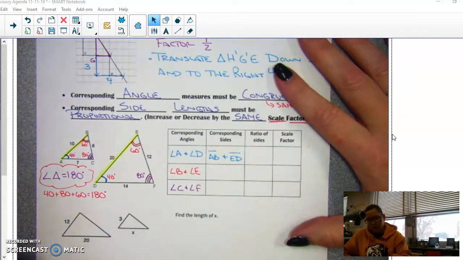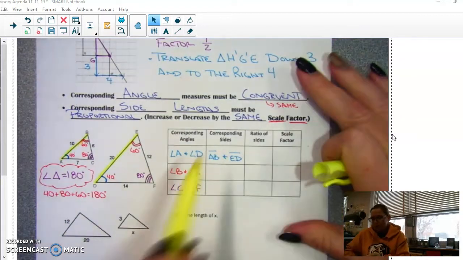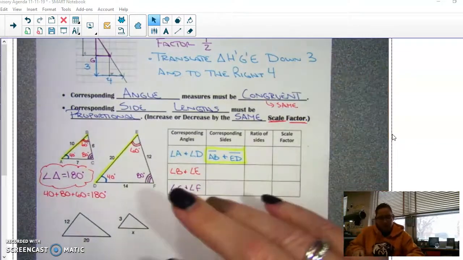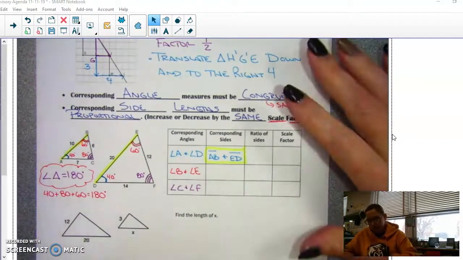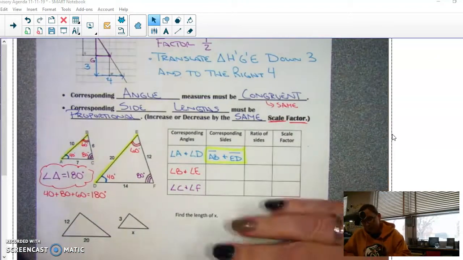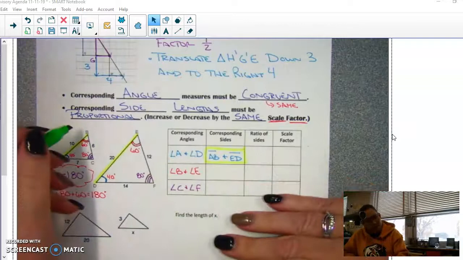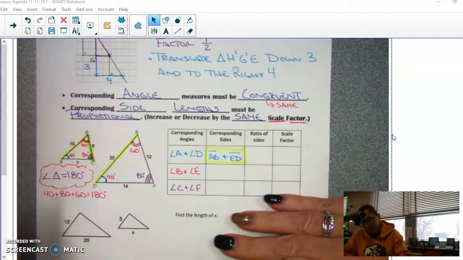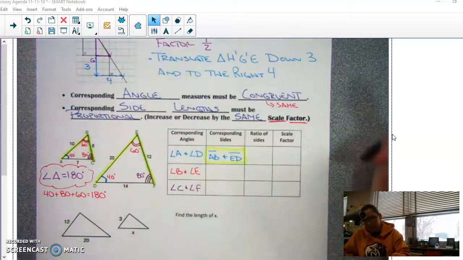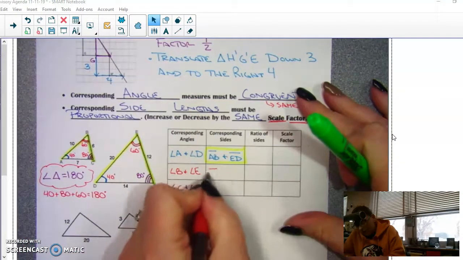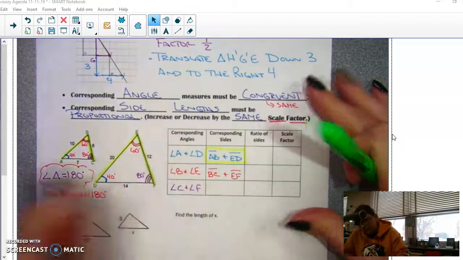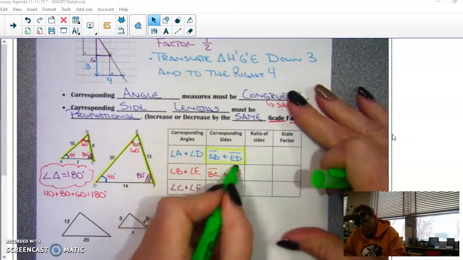Okay, the next one, switching over. So this is our corresponding here in yellow. So our next one will be, let's do this color. Okay, so we have BC will be our first one, and that'll correspond with EF. So side BC would be the same as side EF, and that we have highlighted in the green.